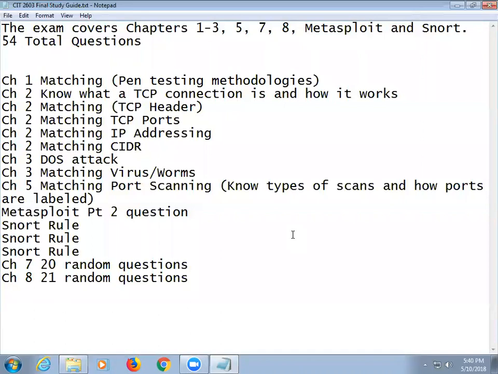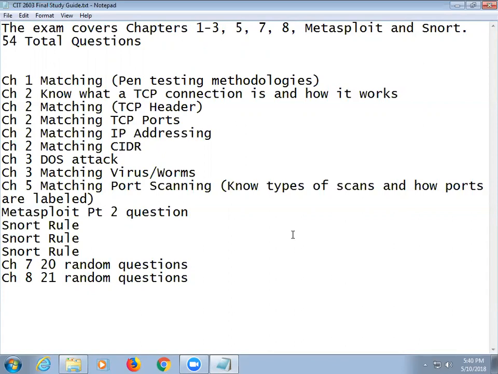All right. What I did was I went through and made questions. So the only ones that are random are the last two groups. Okay. So for number 1, it's matching. I decided to make all matching questions today for the most part. Not totally. For the most part.